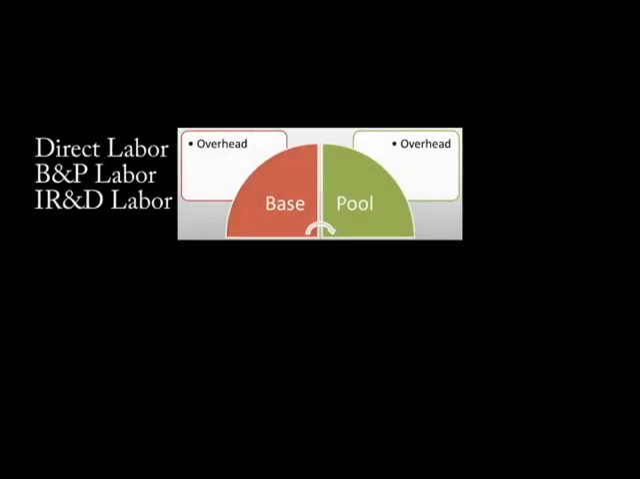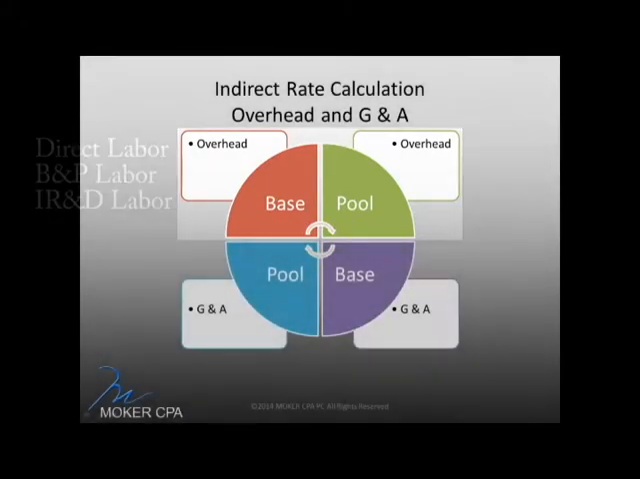Once you have calculated your overhead cost pool, divide the cost pool by the sum of direct labor, bid and proposal labor, and independent or internal research and development labor.